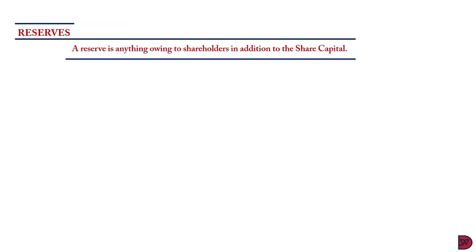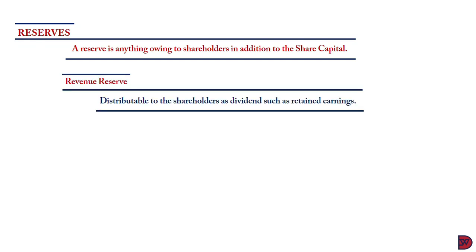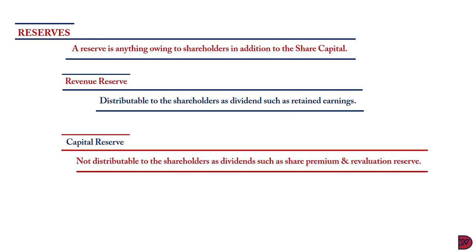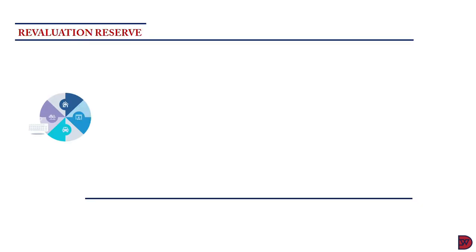Let's look at reserves. A reserve is anything that is owing to shareholders in addition to share capital. So, there are two types of reserve. Revenue reserve. These are distributable to shareholders in the form of dividends. Examples of which is a retained earning. Other type of reserve is a capital reserve. So, these are not distributable to shareholders in the form of dividends. Example of which is share premium and revaluation reserve. We've already spoken about share premium. So, let's tackle revaluation reserve.